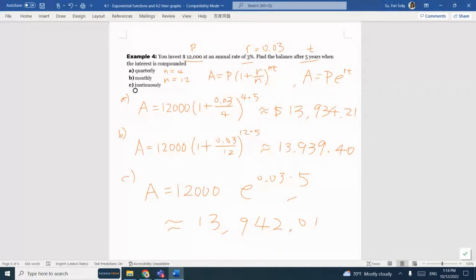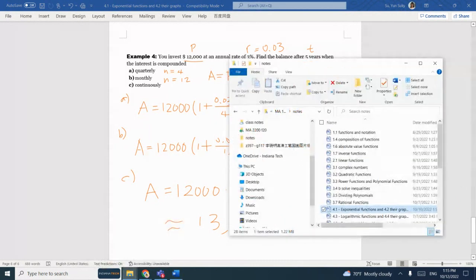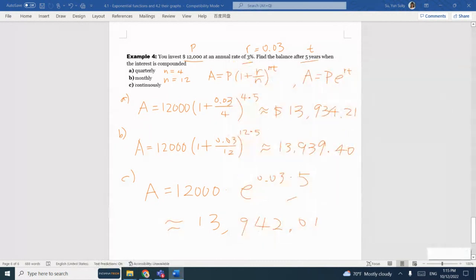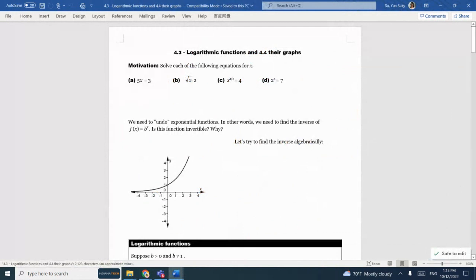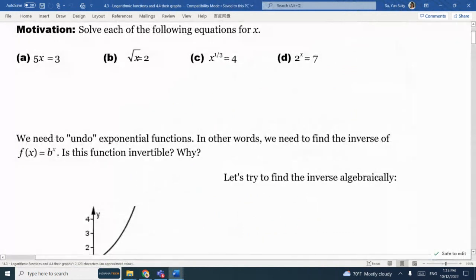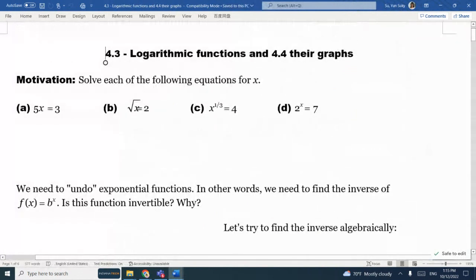And then any questions about this worksheet? Okay, so this is 4.1 and 4.2. We talk about exponential function and the graphs, and we have an example, real life applications for it. Okay, and then let's see. Next one, 4.3. Okay, so 4.3, logarithm functions and their graphs.